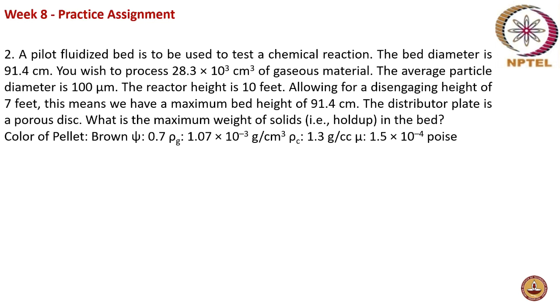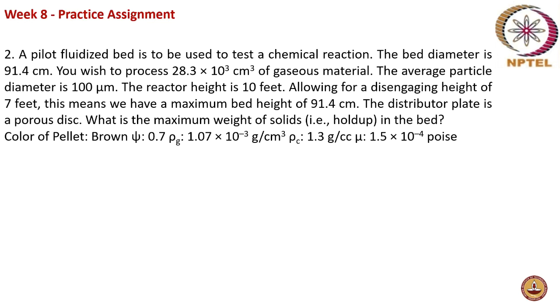They have also given additional information that the pellet color is brown and the sphericity is 0.7, and the density of the gas phase is 1.07 into 10 power minus 3 gram per centimeter cube, and the density of the solid phase, that is the catalyst, is 1.3 gram per centimeter cube, and the viscosity of the fluid is 1.5 into 10 power minus 4 poise. Okay. So what is the information given? What could you understand from this problem?